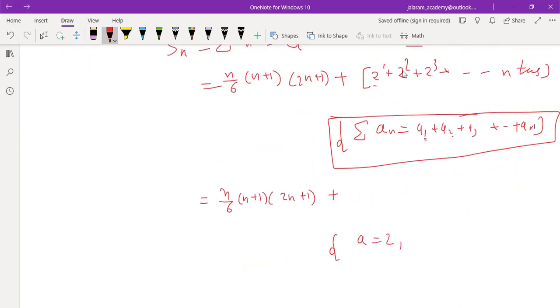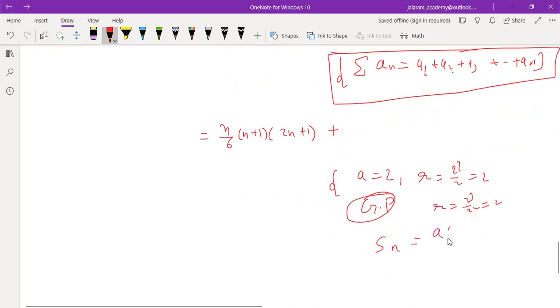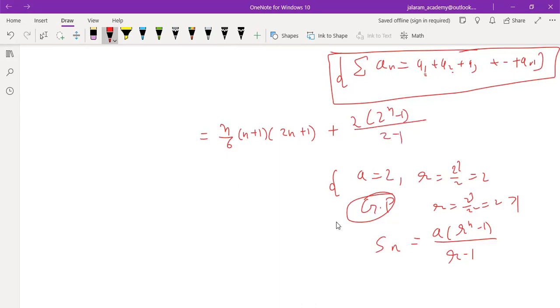And if you find the common difference, 4 minus 2 is 2, but 8 minus 4 is 4, so it is not correct. But if you find the ratio, 2 square by 2 is 2. Again, if you find the ratio 2 cube by 2 square, it is again 2. Means it's a GP. And we know that sum of GP is given by the formula a into r to the power n minus 1, as r is greater than 1, over r minus 1. So it is 2 into 2 to the power n minus 1 over 2 minus 1.